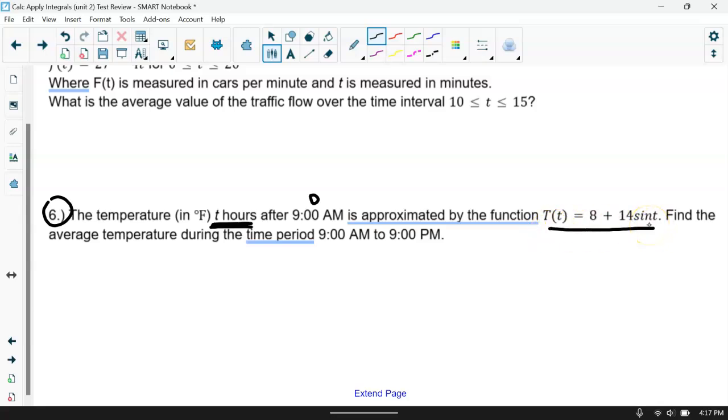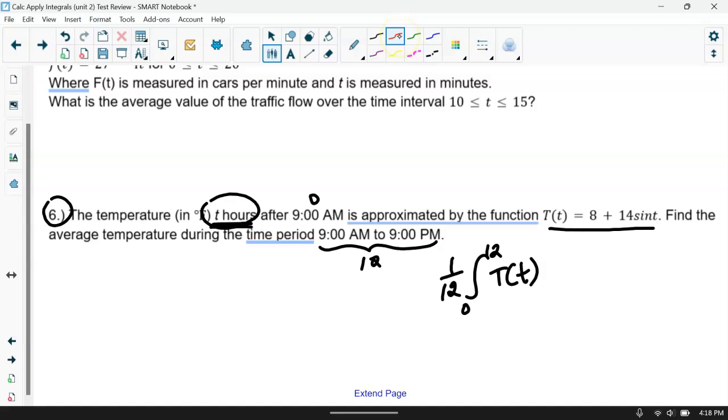We're going to find the average temperature during the time period of 9 a.m. to 9 p.m. Well, think about it, right? If t is our time in hours, how many hours have passed? 12 hours. So our average is then going to be 1/12, because what are the boundaries? Well, we're starting at 0 and going to 12. So that is representing the amount of hours. I don't want the time, we want the number of hours. Then we're going to find our integral here of our temperature function.